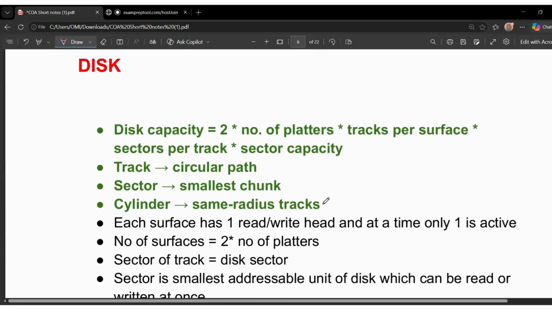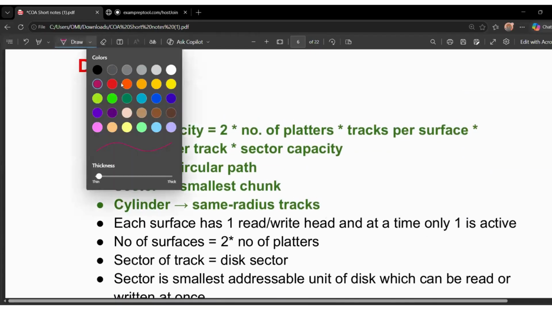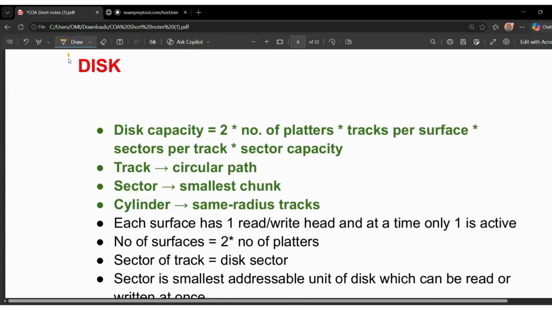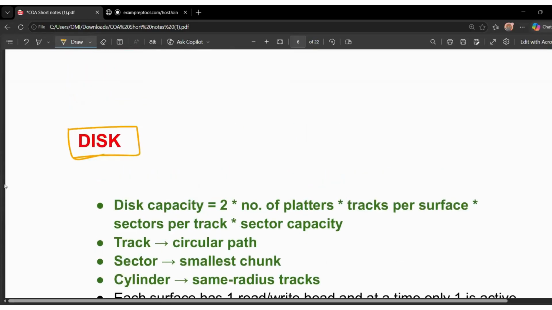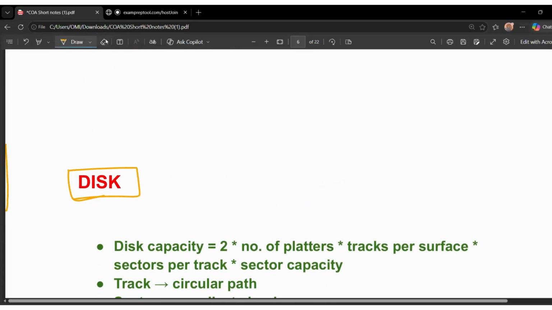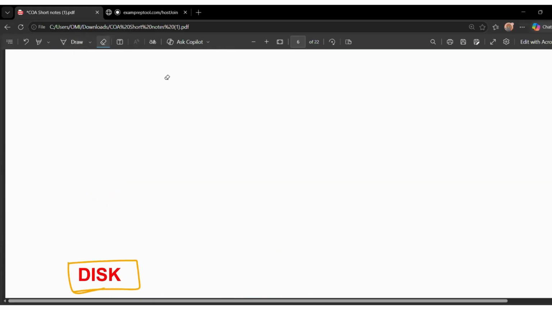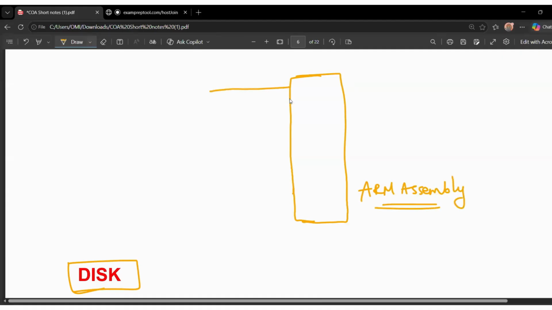Now we see in detail. We have seen detail about the disk, each and every detail. How many of you remember this diagram? We have something called the arm assembly. This is the arm assembly. These are the read heads, and we have the cylinder.